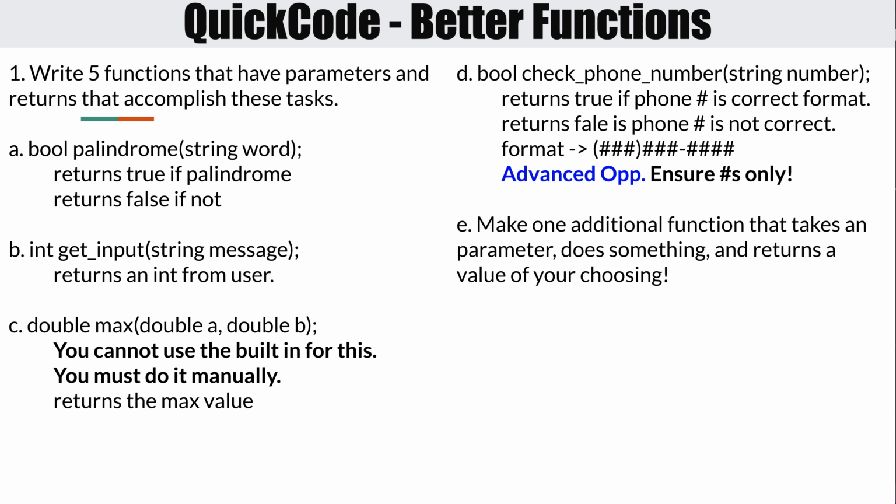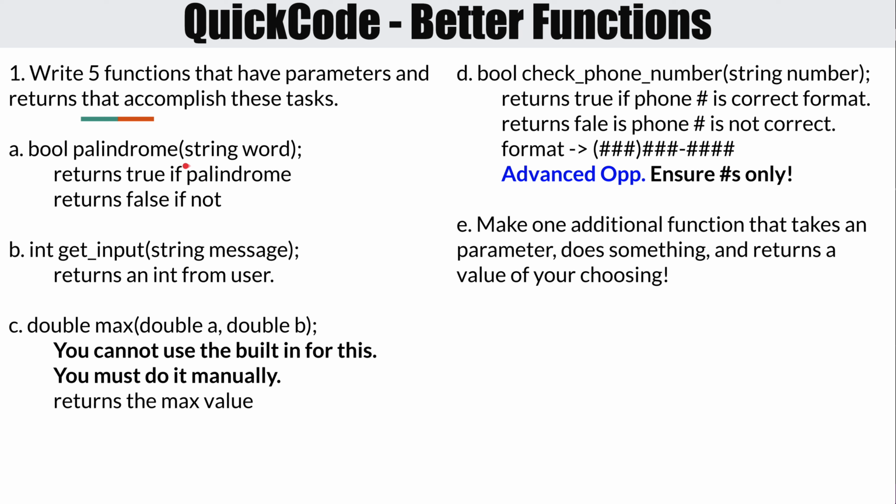Yep, that was the last concept. All right, so here's your quick code, everyone. We're just gonna call this one better functions, okay? Now that we really know how to do them, let's start writing some different types of things. So write 5 functions that have parameters and returns that accomplish these 5 tasks.